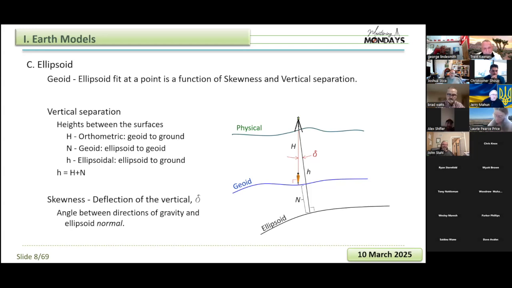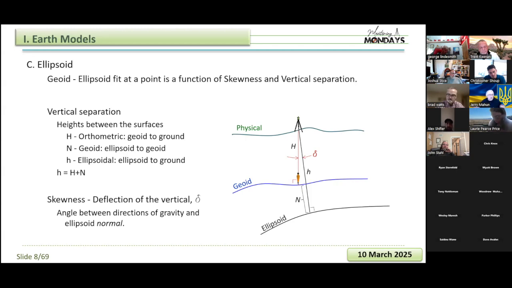The other thing is the skewness. You can think of skewness as the parallelity of the geoid and the ellipsoid. How close are they to being parallel? Where they're not parallel is where the vertical line, remember the vertical line is perpendicular to the geoid, that's our plumb line, and the normal on the ellipsoid is perpendicular to the ellipsoid at that point. If those two coincide, that means the two surfaces are parallel. If there's any skewness between them, then you've got what we call a deflection of the vertical. It's the angle between the directions of gravity and the ellipsoidal normal.